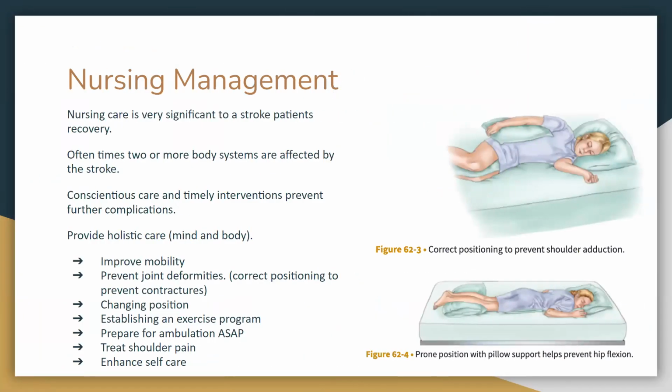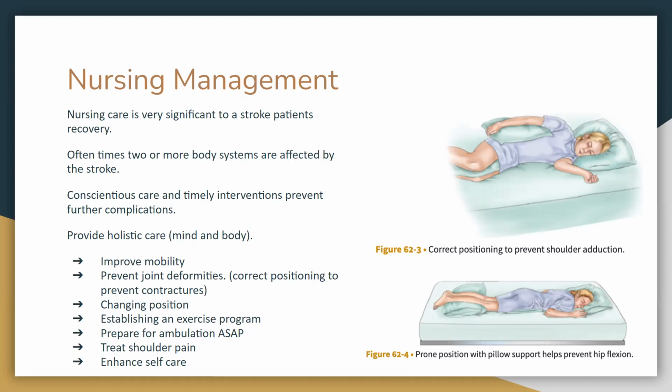For nursing management, nursing care is very significant to stroke patients. Often, two or more body systems are affected, and conscientious care and timely interventions prevent further complications. Providing holistic care, taking care of the patient's mind and body, is essential.